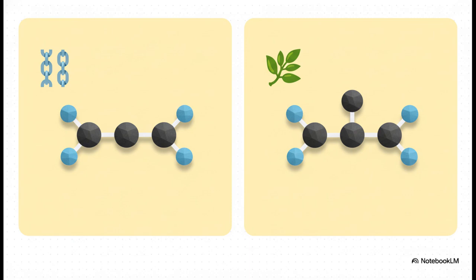Let's go back to our C4H10 example. On the left, you see butane. That's a straight, unbranched chain of 4 carbons. But on the right, we have methylpropane. The main chain is only 3 carbons long, with another carbon branching off the middle. Same exact parts, just a different backbone.